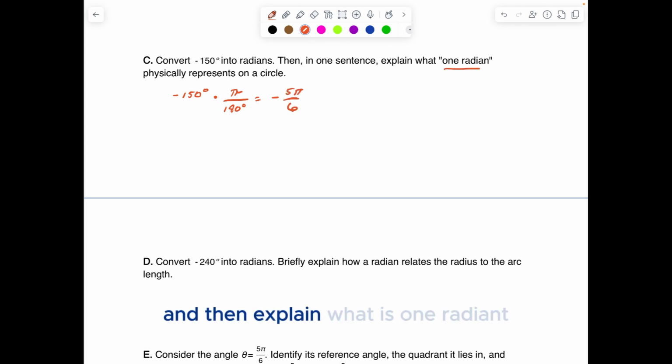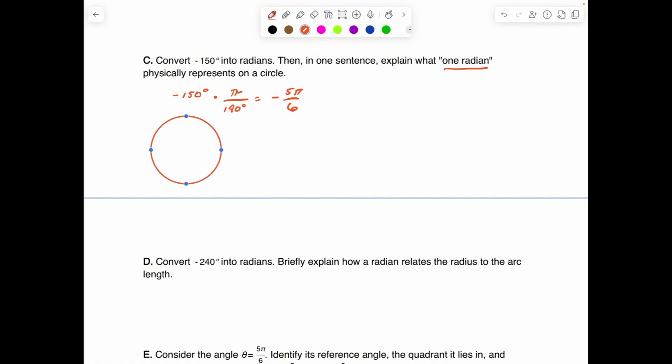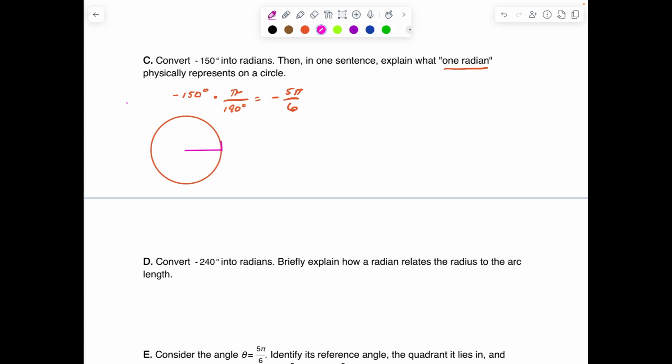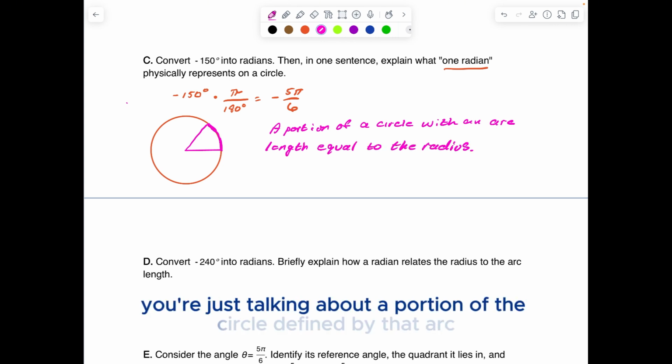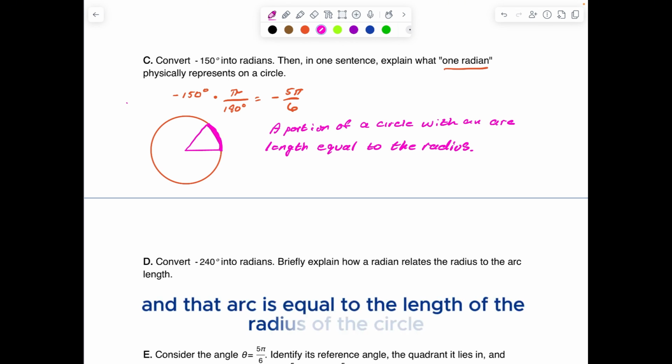And then explain what is 1 radian. Well, 1 radian, we've talked about this in class. If I have a circle, and this is the radius of that circle, if you can imagine taking that radius and wrapping it around the circle 1 radius length, that is a radian. So how do I put that in words? It would be something like a portion of a circle with an arc length equal to the radius. You're just talking about a portion of a circle defined by that arc, and that arc is equal to the length of the radius of the circle.